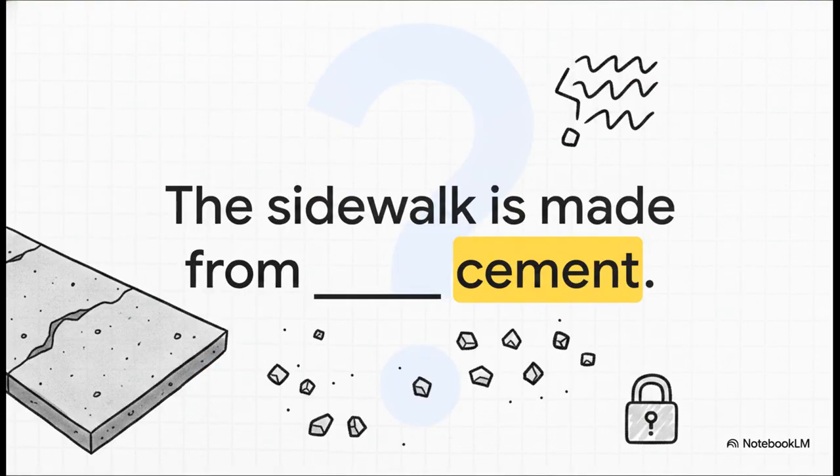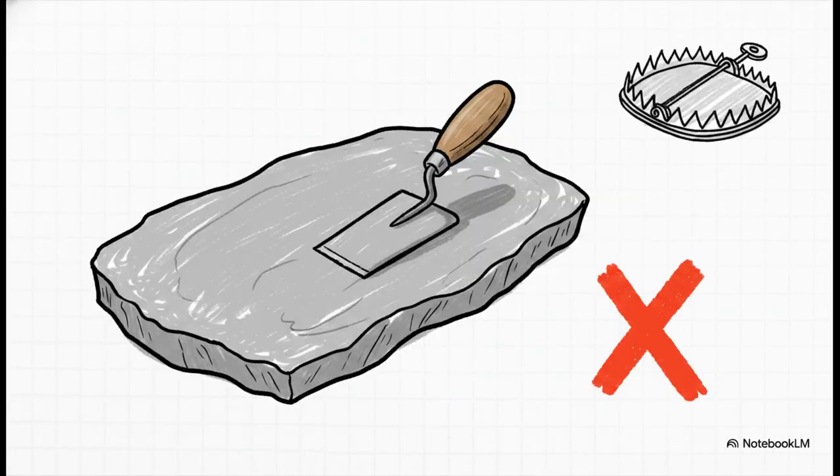The sidewalk in front of our house is made from blank cement. Think back to our warm-up a few minutes ago. What kind of noun is cement? Lock in your answer. And the answer is zero article. No article at all. Cement is a substance non-count noun. Just like dirt or plastic, it stands entirely on its own. Excellent job if you caught that and avoided the trap of saying a cement.